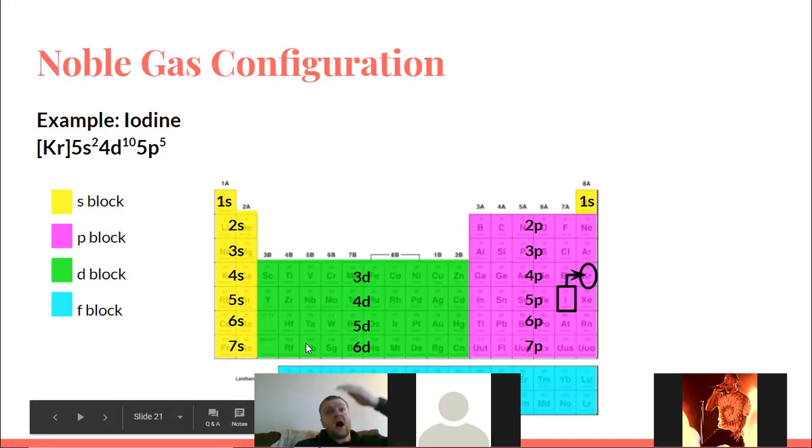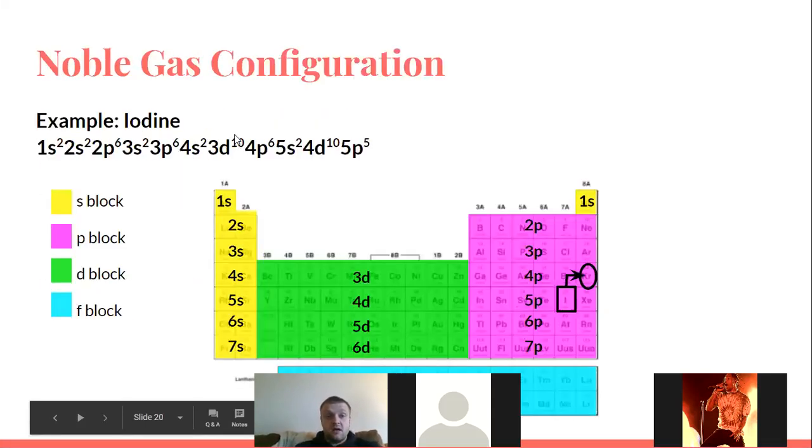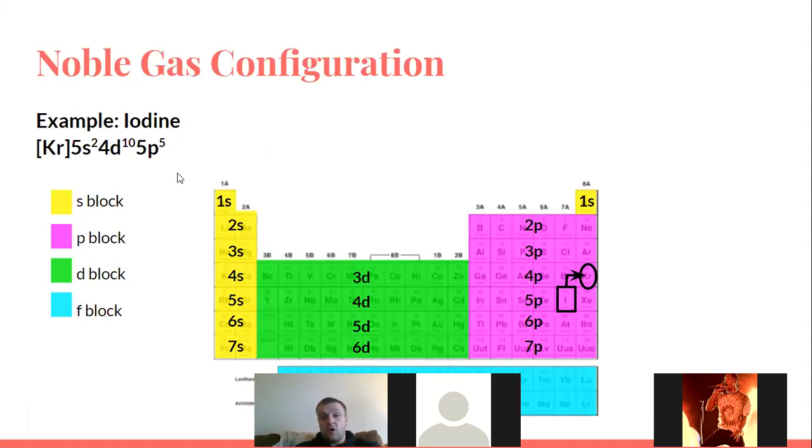Now, on your element project, it asks you to do the long hand, which is this, and it asks you to do the noble gas configuration. That's what this is. So now you know how to do that. Each day you can go through and add a little bit to your project.